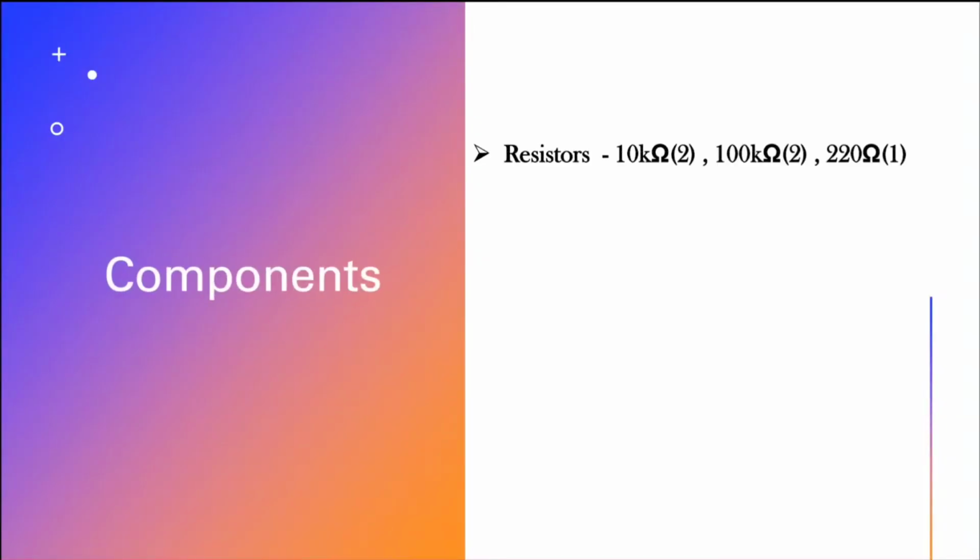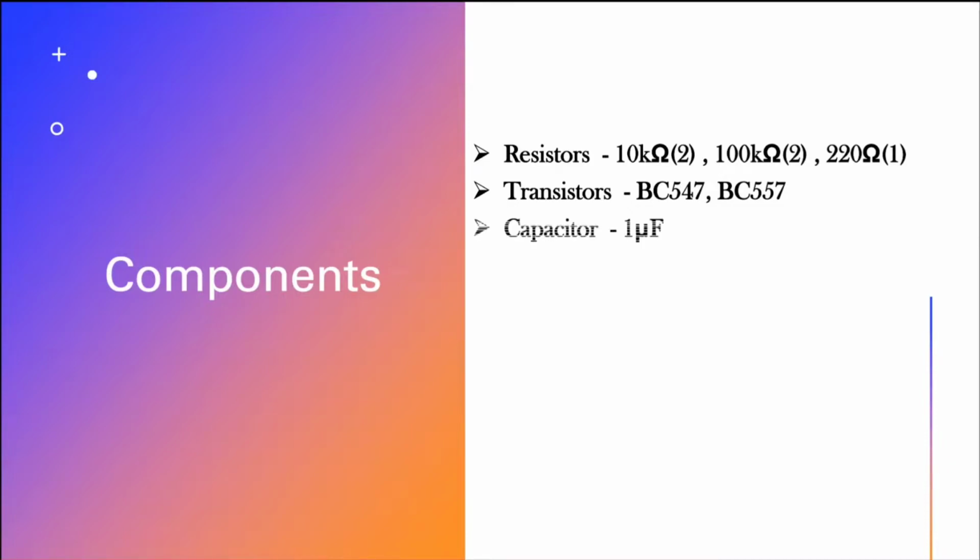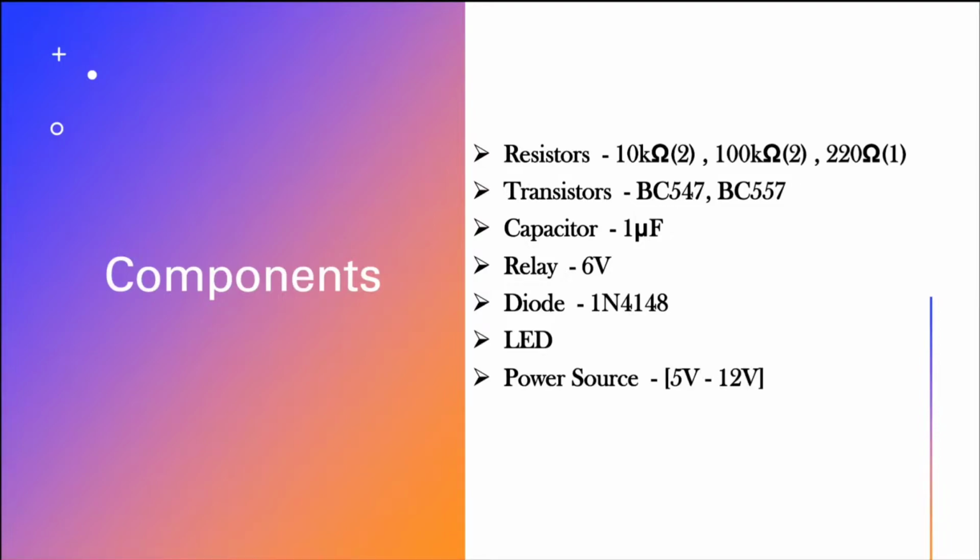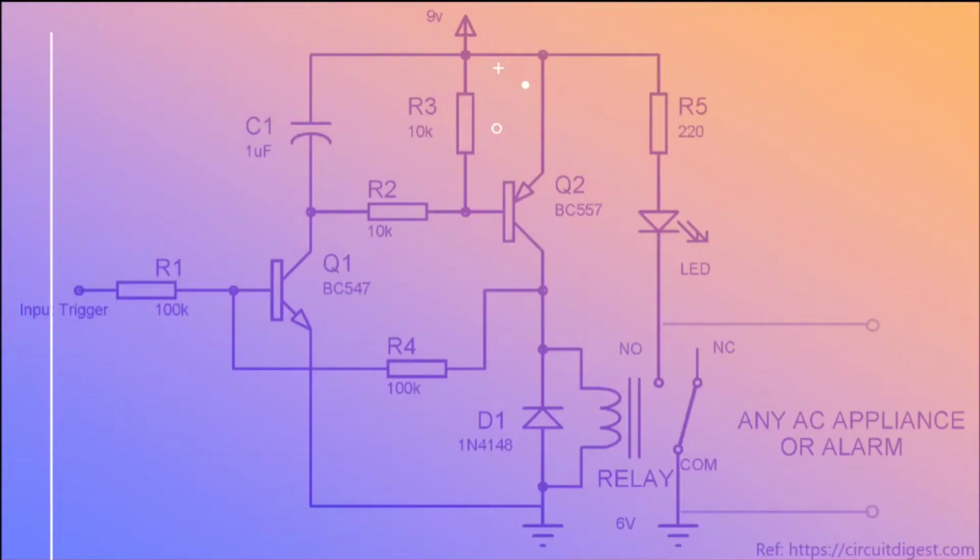Now coming to the components of the latch circuit, we will have two 10 kilo ohm resistors, two 100 kilo ohm resistors and one 220 ohm resistor, the transistors namely BC547 and BC557, one capacitor of 1 microfarad, a relay of 6 volt, a diode namely 1N4148, an LED, and a power source which varies between 5 volt and 12 volt.